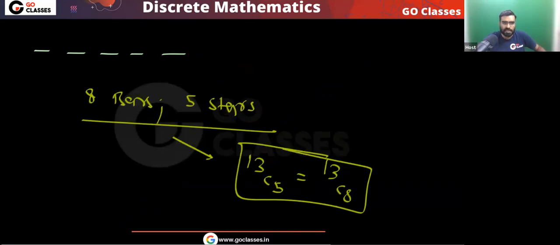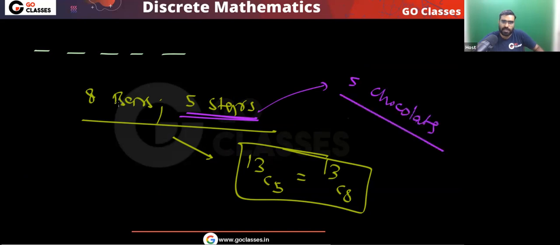And this gives you more intuition, right? That there are total 5 stars. 5 stars means total 5 chocolates are there. The Santa has total 5 chocolates, and there are total 9 children.